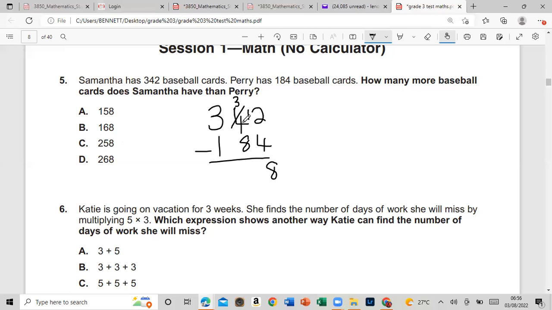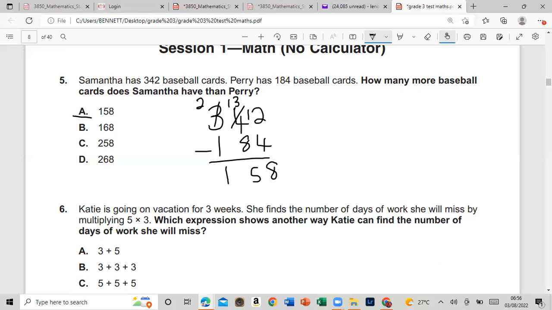All right, now we say 8 from 3, we can't. So guess what? We have to borrow 100 from this. So this leaves 200. So now we have 30 here, and we have 80 here. So put on another 100, right? So this is 130. So 130 minus 80, that would be 50. So 8 from 3, leave 5. And then 1 from 2, leave 1. So our answer would be 158.